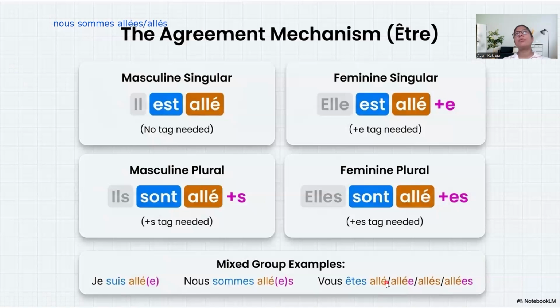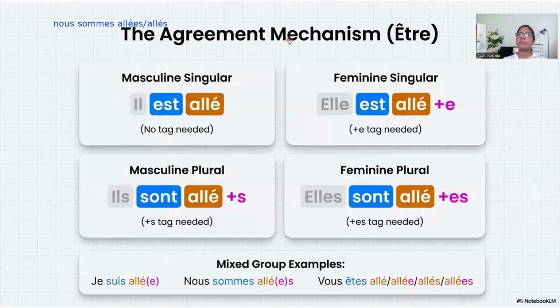Because vous is for a singular person also, if I'm speaking to my boss, I'll say, sir, you went to the party yesterday? Vous êtes allé à la fête hier soir? Or if it's my female boss, I'll say, madame, vous êtes allé à la fête? If it's plural, let's say I'm talking to all of you, a mixed group, boys and girls, I'll say vous êtes allé with ES. If it's feminine plural, double ES.